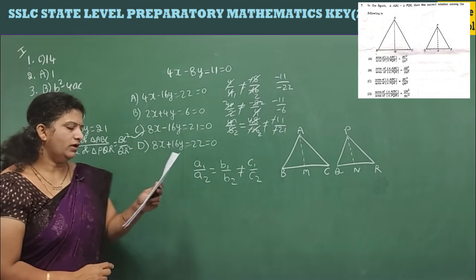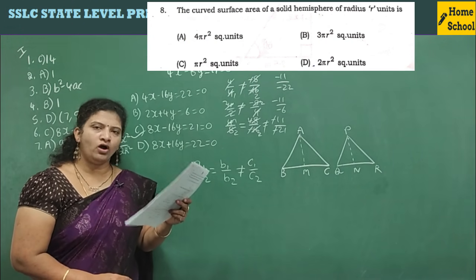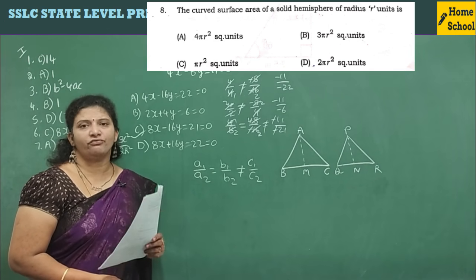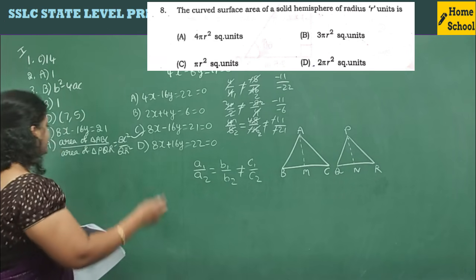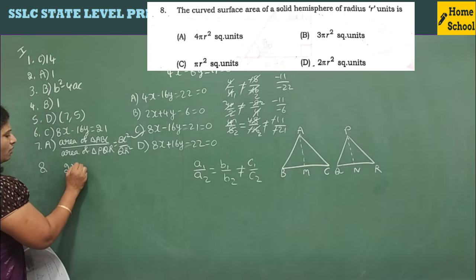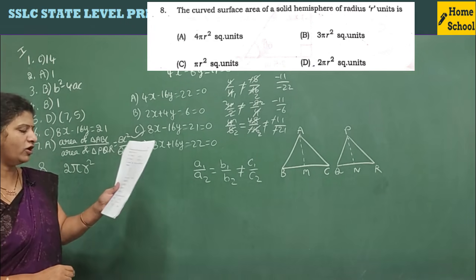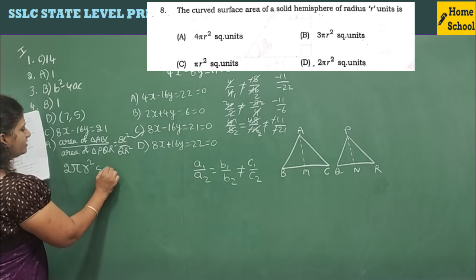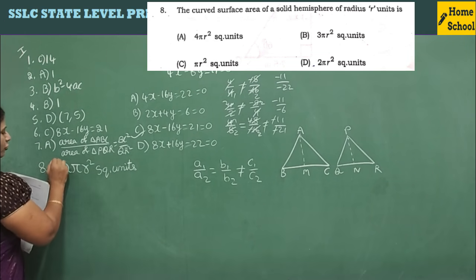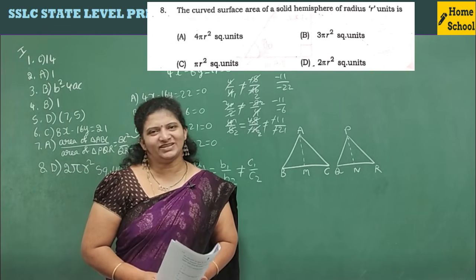Eighth one, the curved surface area of a solid hemisphere of radius r units is. What is the CSA of a hemisphere? What is the formula? It is 2 pi r square units. Check for the option. Yes, it is option D, 2 pi r square units. With this, I complete your first main.